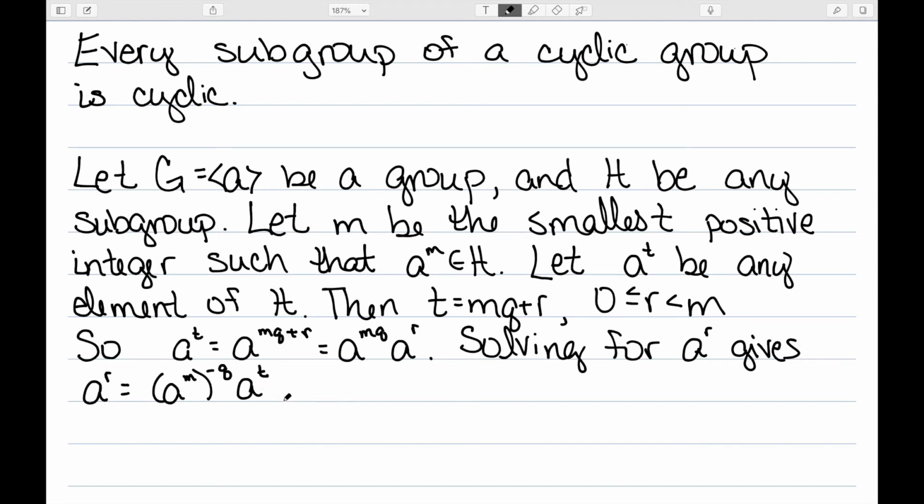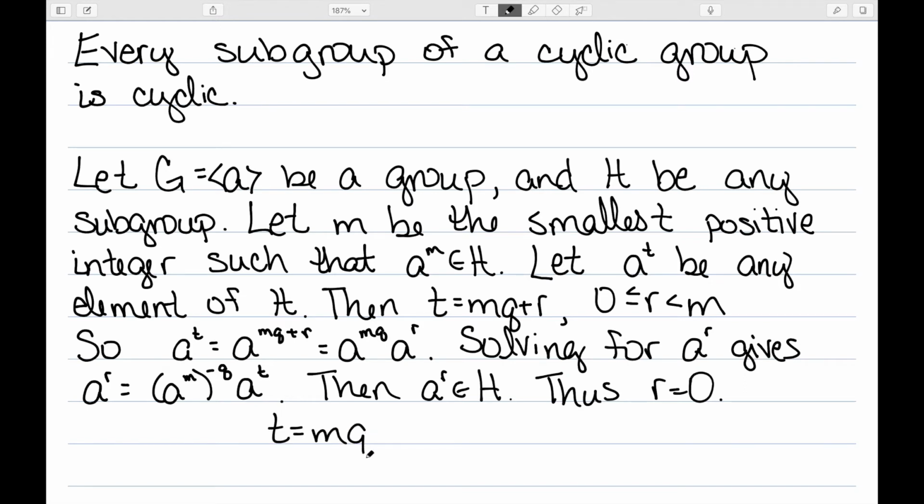So therefore, a to the r must belong to H. Since it is a subgroup, it is closed under our group operation. However, we know r is less than m, and m was the smallest positive integer such that a to the m was in H. This only works if r is equal to 0. So since r is equal to 0, I have that t is equal to mq. So every element in H is some power of a to the m.